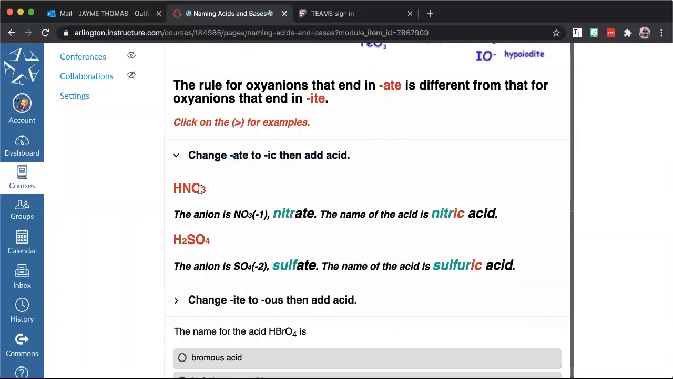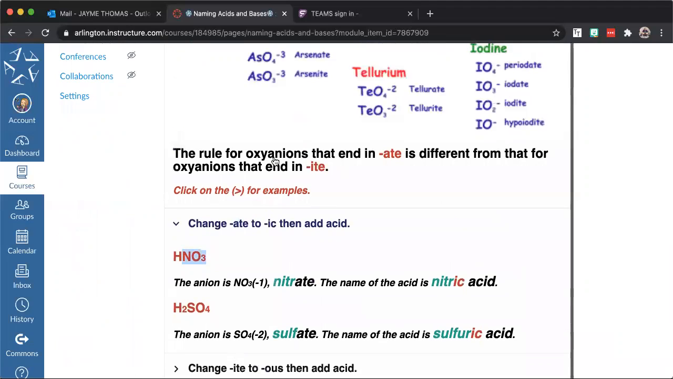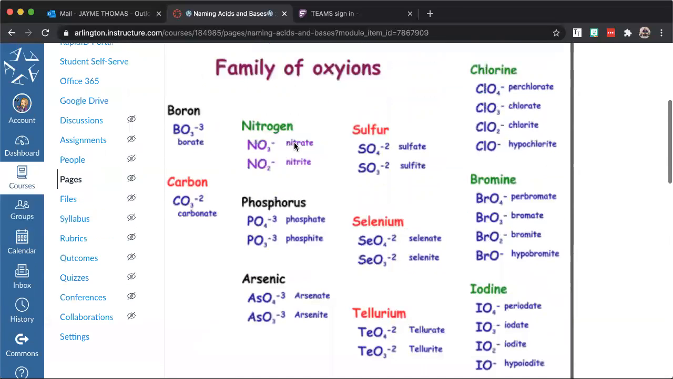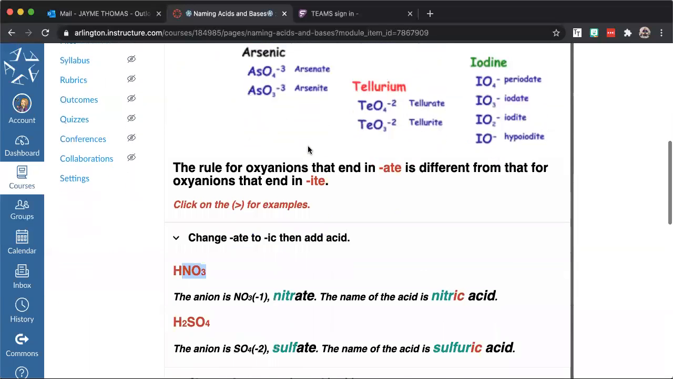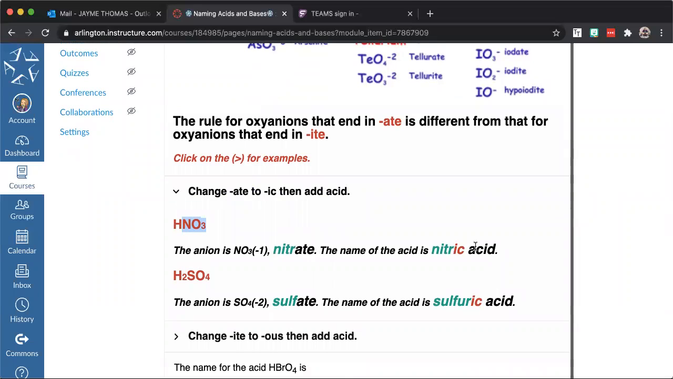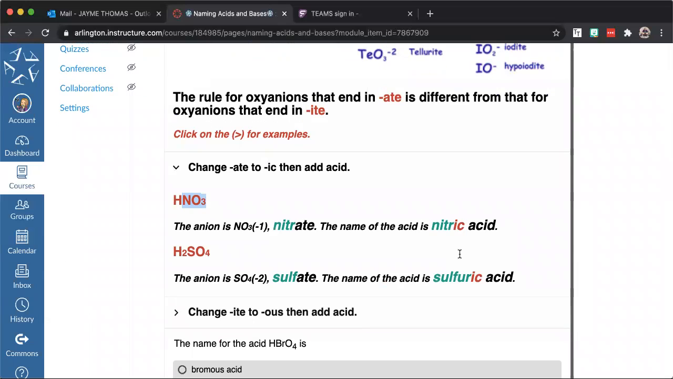So for example, this one, I have HNO3, so I should know, okay, this is an oxy acid because it's got oxygen and another element with the hydrogen. Then I need to look up what is NO3 because I need to know what its name is. NO3, if you look on a list, is nitrate, it ends in ATE. And so if it ends in ATE, I drop off the ATE, I change it to IC, and then I add the word acid. The difference here, there's no hydro. Hydro is only for the binary acids.